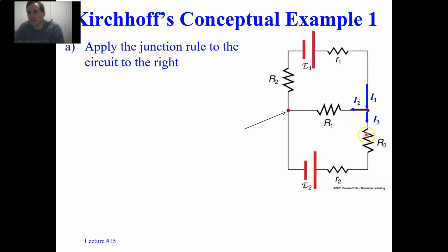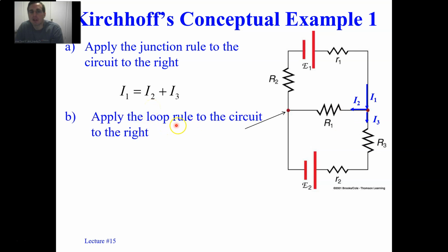So let's just call them this way and this way. Okay, so I1 should equal I2 plus I3 as labeled. The incoming current, I1, is equal to I2 and I3 that exit. How about we apply the loop rule to the circuit on the right?